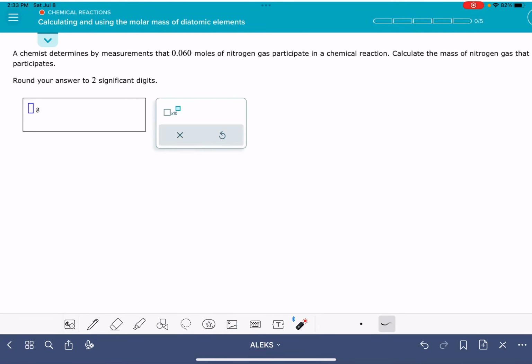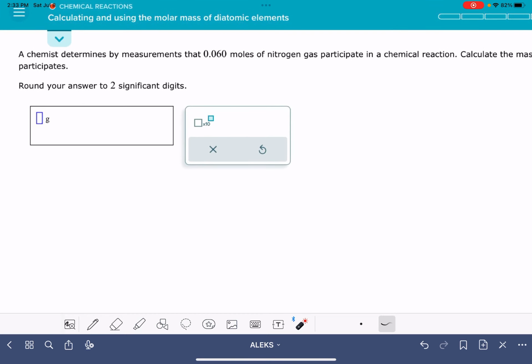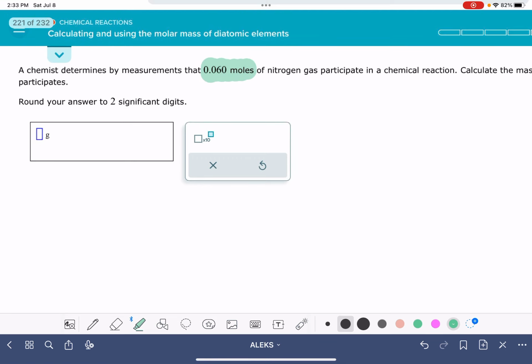In this video, I'll show you how to solve the ALEKS problem called calculating and using the molar mass of diatomic elements. There are two versions of this problem. I am going to show you how to solve both versions of the problem. In this version, you are starting with a specific number of moles of a substance, and the problem wants you to convert that moles into grams.